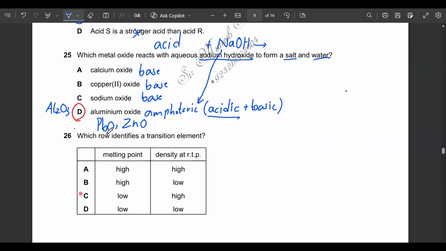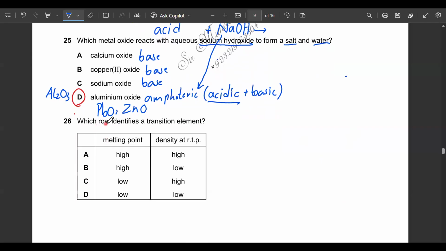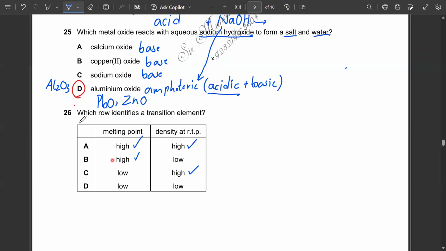Then question number 26. Which row identifies a transition element? So for a transition element, we must refer to the properties of transition elements. They are elements which have high melting points and they also have high densities. This is what we learned in the literature. So for this reason, A is the correct option.